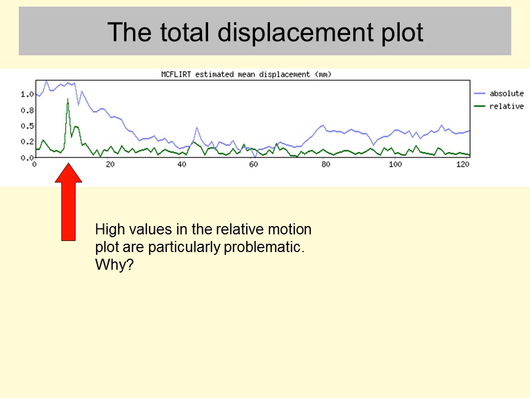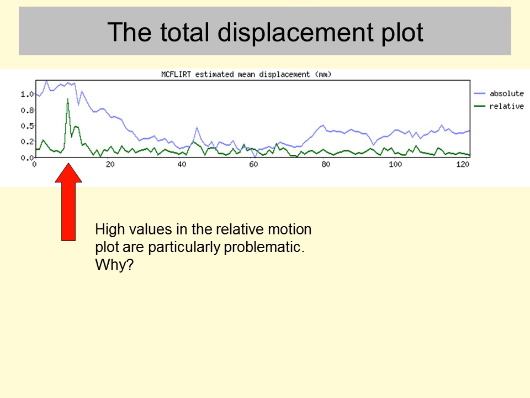Now, I want to talk about the utility of the relative motion plot. What it does is it enables us to find locations in the time series, such as the one highlighted by the red arrow here, where the participant has undergone a particularly brief and large motion, what we might call a spike, if you like, in the relative motion plot.